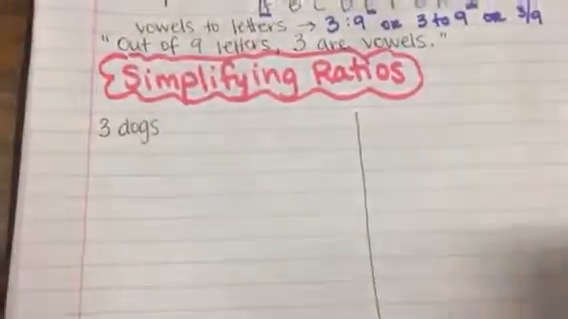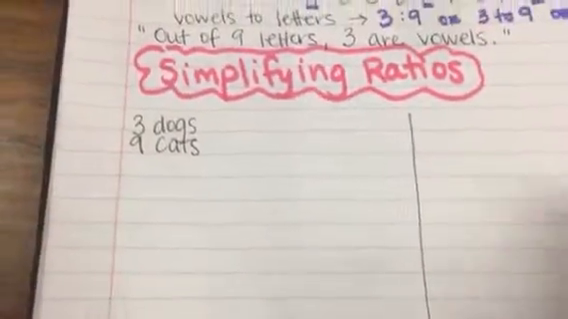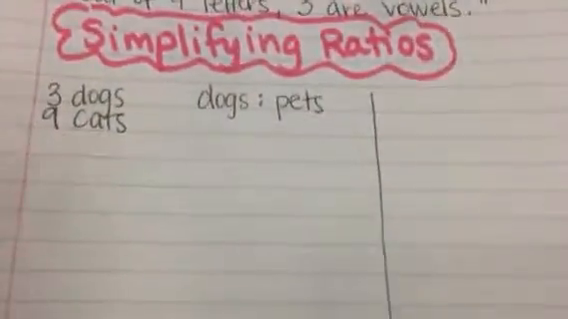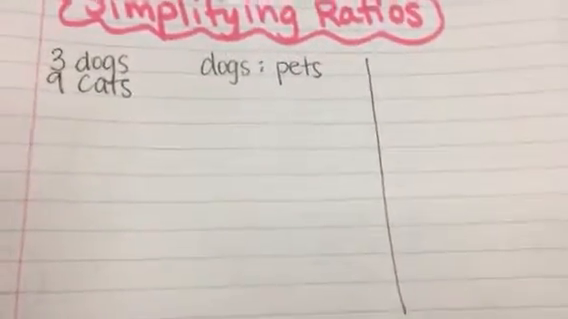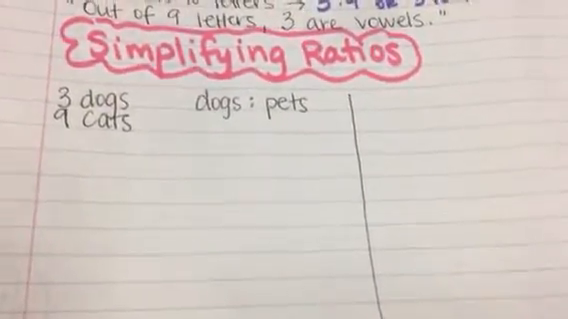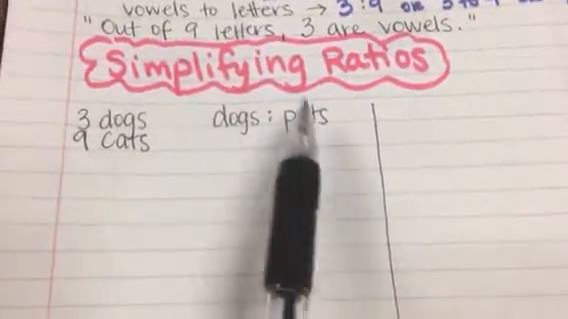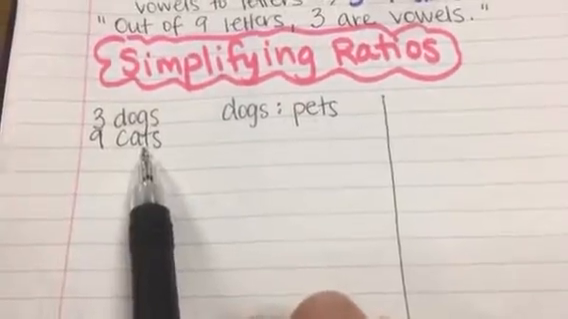Let's imagine that we have 3 dogs and 9 cats. And I want to write a ratio that represents the number of dogs compared to the pets. Now, what I have to understand is that I'm comparing a part, the dogs, to the whole, the number of pets. I'm not comparing dogs to cats. I'm comparing dogs to all of the pets. These are both classified as pets.